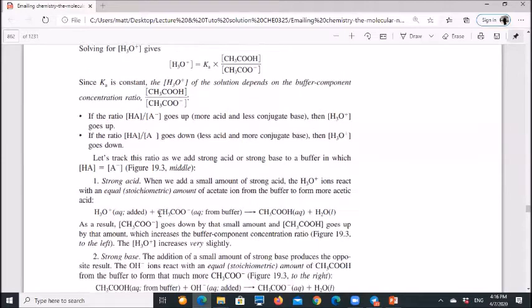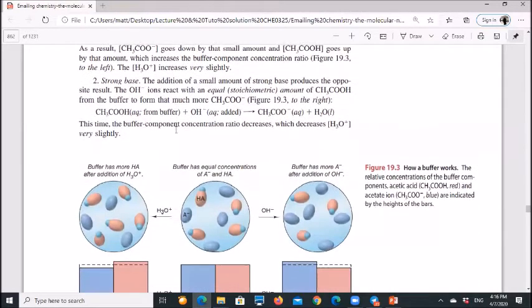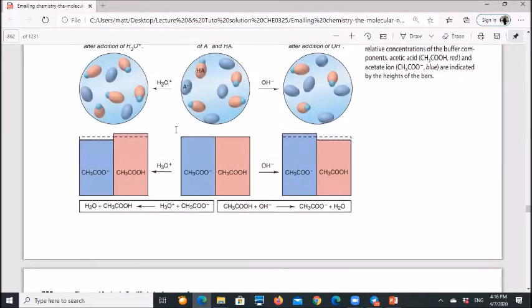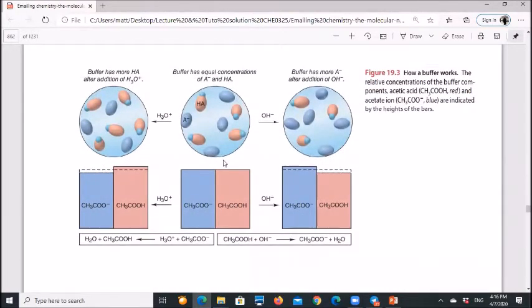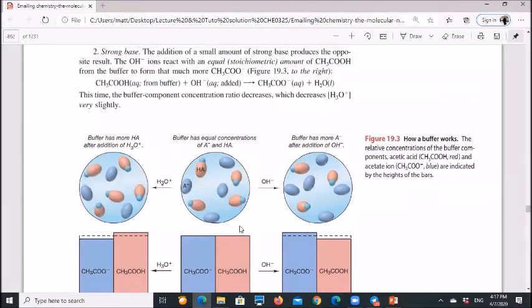Look at figure 19.3. In the middle here is the buffer solution at the start. We set up the concentrations of both components to be equal: the acetic acid and the salt concentrations are equal, so the conjugate base is equal to the weak acid.